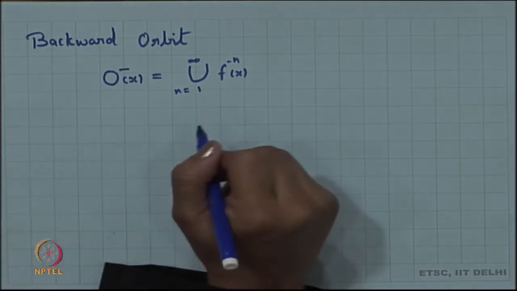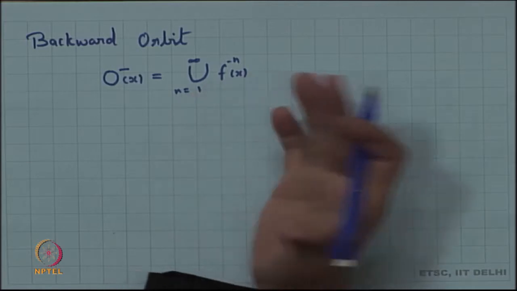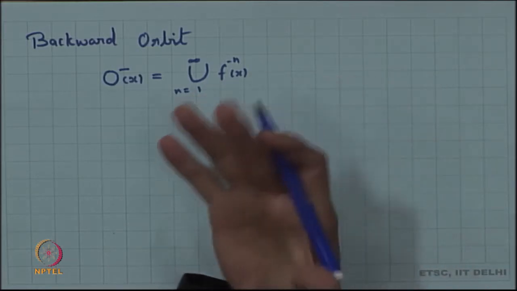Now, we recall here that our f need not always be an injective mapping. Since f is not injective, f inverse of x need not be a singleton. So f inverse x or f minus n x will in that sense be a non-trivial subset of X. These are all sets, and we are looking into the union of all these sets. So the backward orbit is basically the union of all these sets.